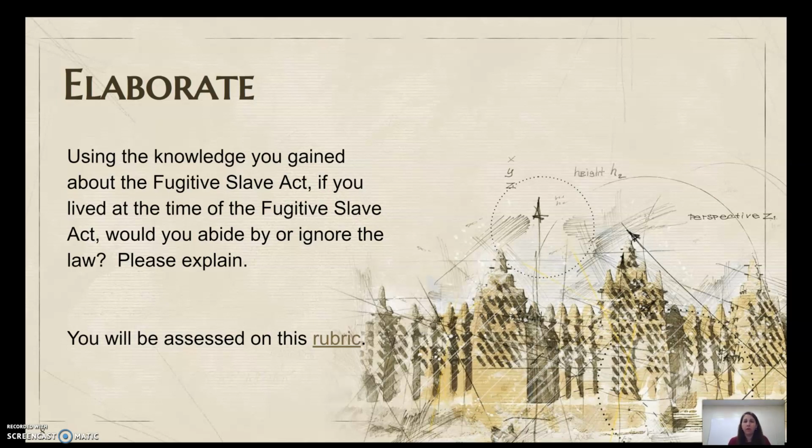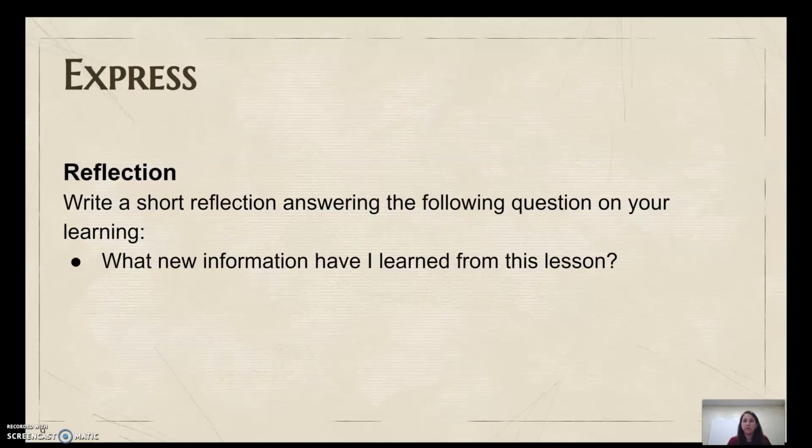You're going to take all of the knowledge you've learned throughout this lesson and apply it to this elaborate. So make sure you are watching the videos and looking at some of the readings and really getting a feel for what was happening at that time period, seeing how the tension was starting to rise amongst the people. It is only a matter of time until there is a separation of states and the Civil War.